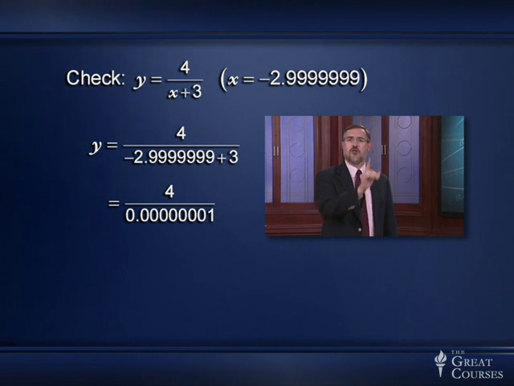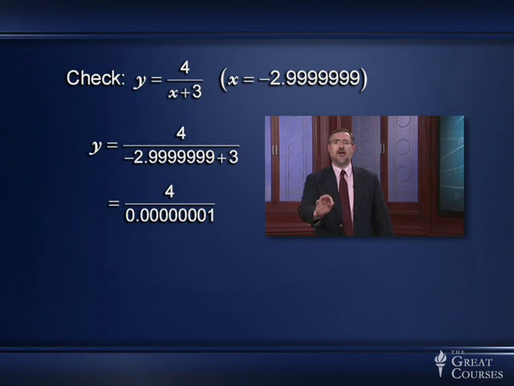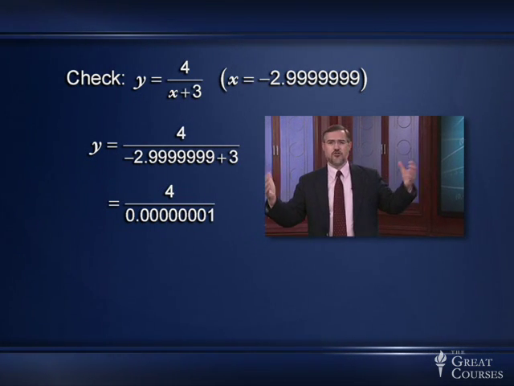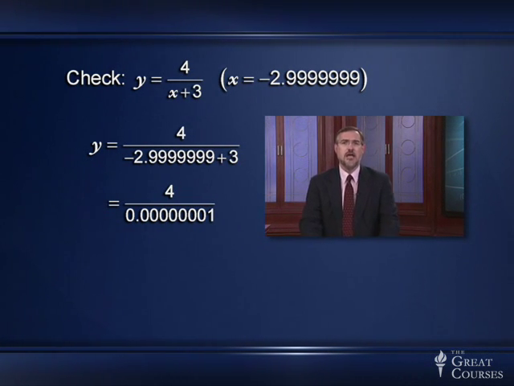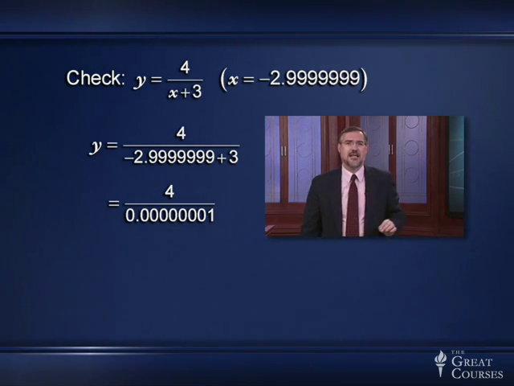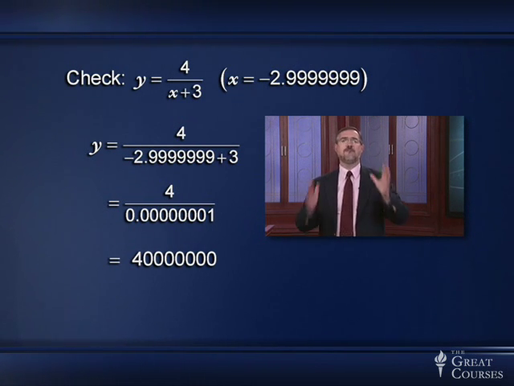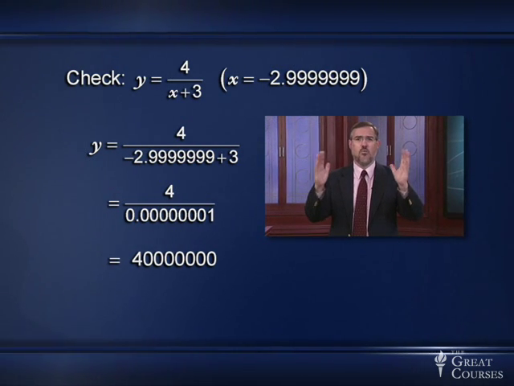0.00, a whole bunch of zeros with a 1 at the end. 4 divided by that is going to become a very large number. When you divide 4 by a tiny number, it's going to become a huge number. And in this case now, because that denominator is positive and the 4 is positive, it turns out you have a very big positive y value.